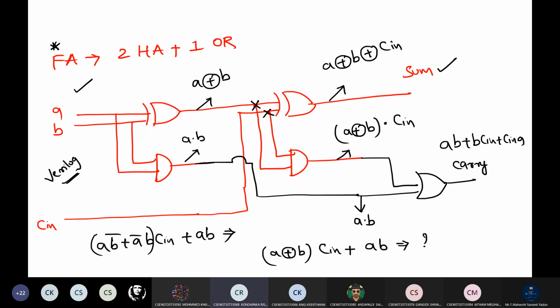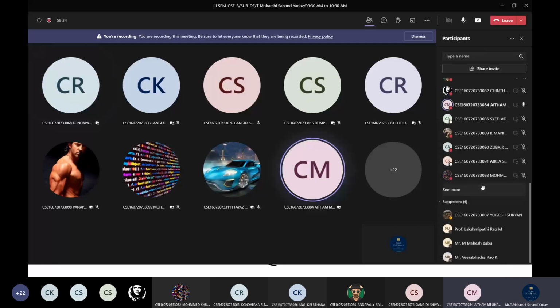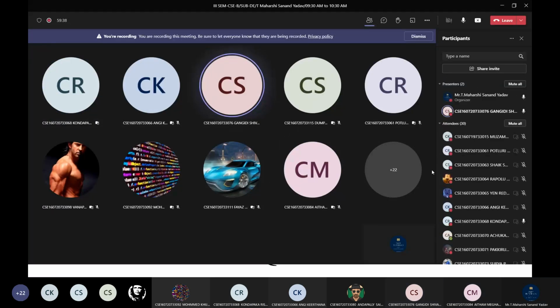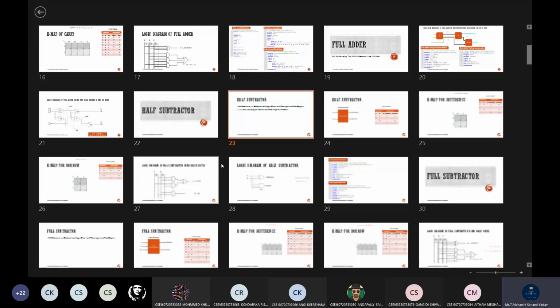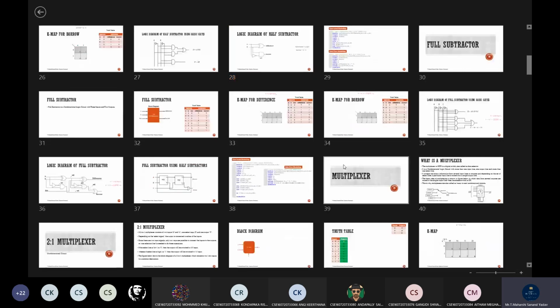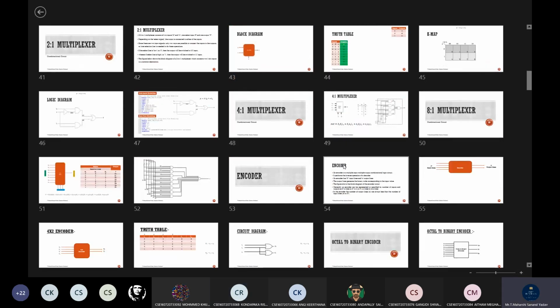Yes. Next, any more? De-Multiplexer, sir. You want De-Multiplexer? Actually, De-Multiplexer is not there for us. Okay, if you want, we shall do. So still any other doubts in adders, subtractors? No, sir. So multiplexers is covered.